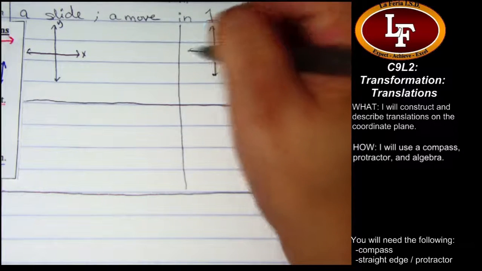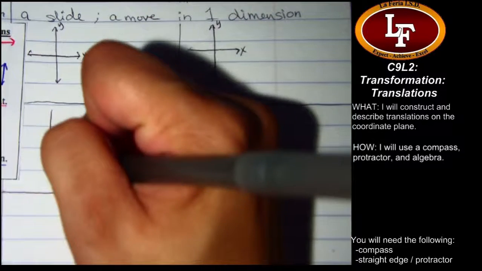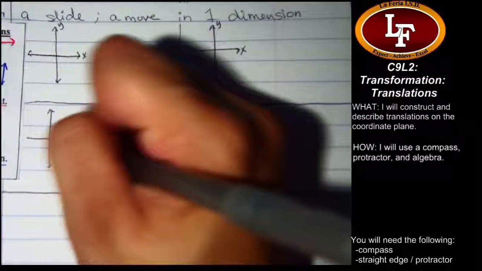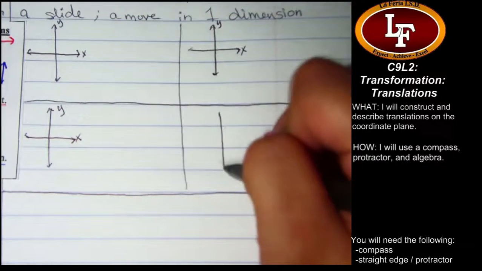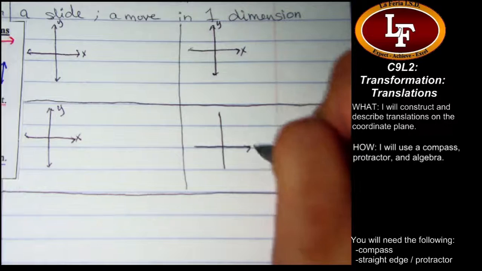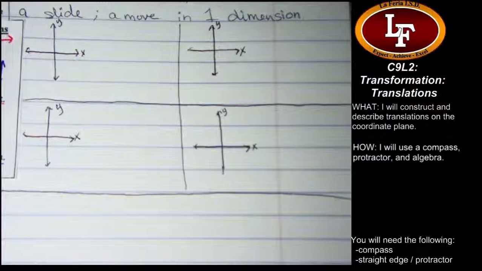I don't have little cutouts for you on these. They would have been too small to see. So we're just going to draw them really quickly. X and Y. All right, so you have 4 little graphs.